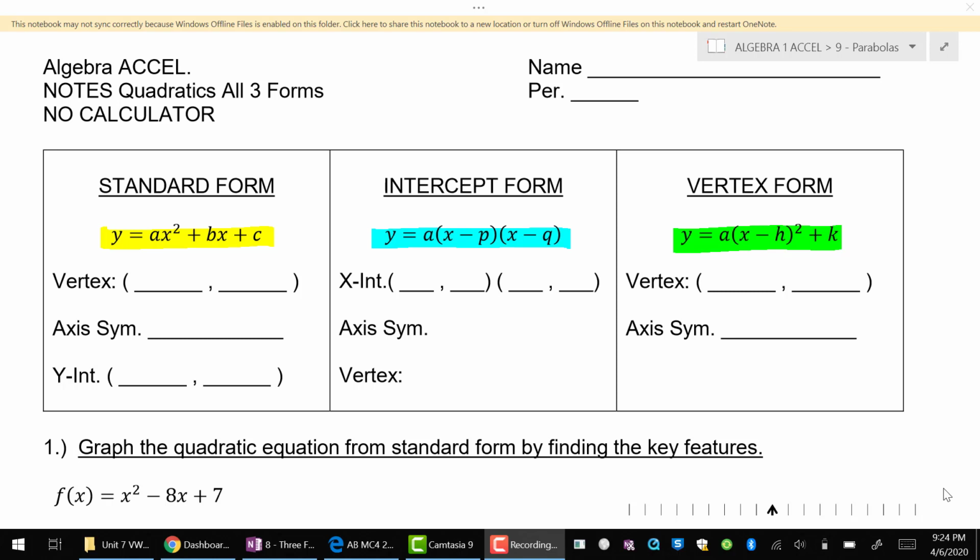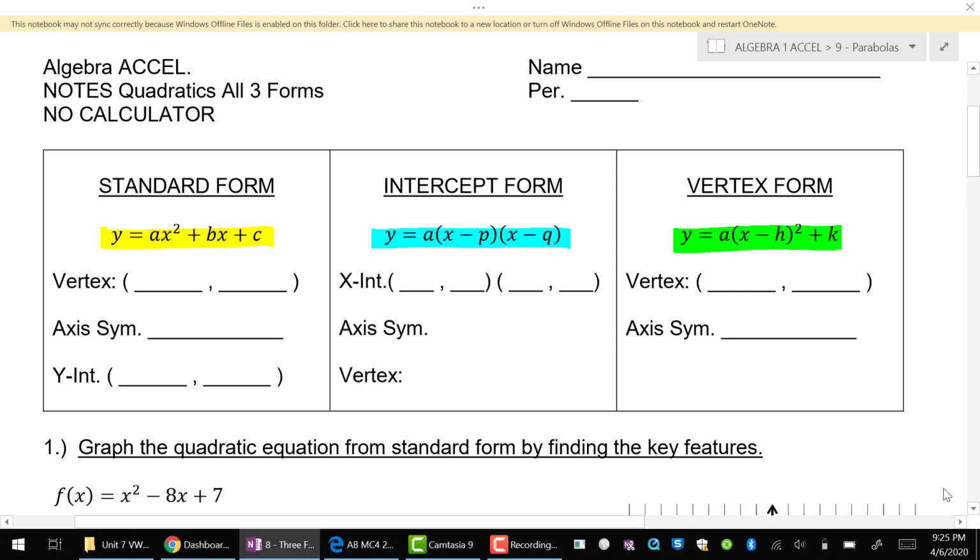I have for you today a summary of the three forms that we've discussed on quadratic functions. They are standard form, intercept form, and vertex form. And so here they are, all listed for you together so that you can compare and contrast the different forms. And just to remind you on how to find different key features from each form, I'll take you through the main concepts and central ideas.